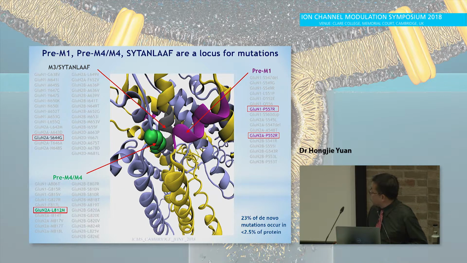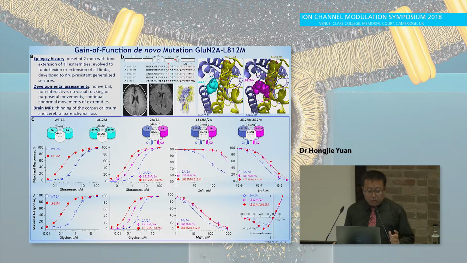The first one is this GRIN2A-L812M located in pre-M4. The patient has drug-resistant epilepsy, from NIH. The patient also has a severe developmental delay. He also has continuous abnormal arm and leg movement. The brain MRI showed cerebral atrophy and enlarged ventricles.